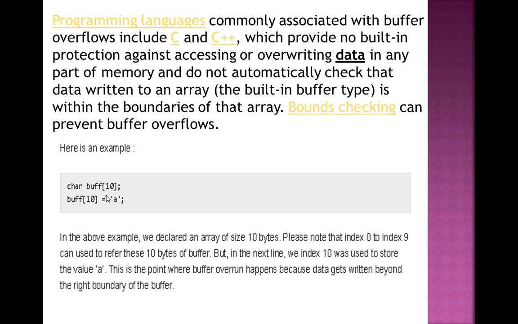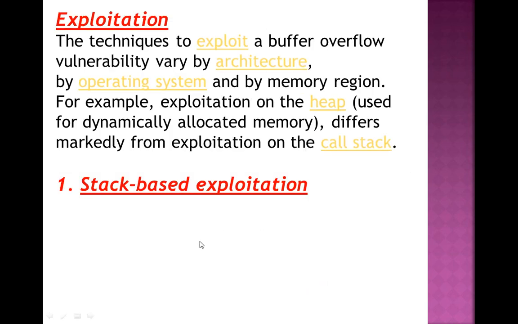Why? Because the buffer array contains values from 0 to 9, starting from 0 and ending with 9. But this is a method for fetching the value at the 10th location, and that is not possible. Note that index 0 to 9 can be used to refer to these 10 elements of the buffer. But in the next line, index 10 was used to store the value of A. This is the point where buffer overrun happens, because data gets written beyond the right boundary of the buffer.